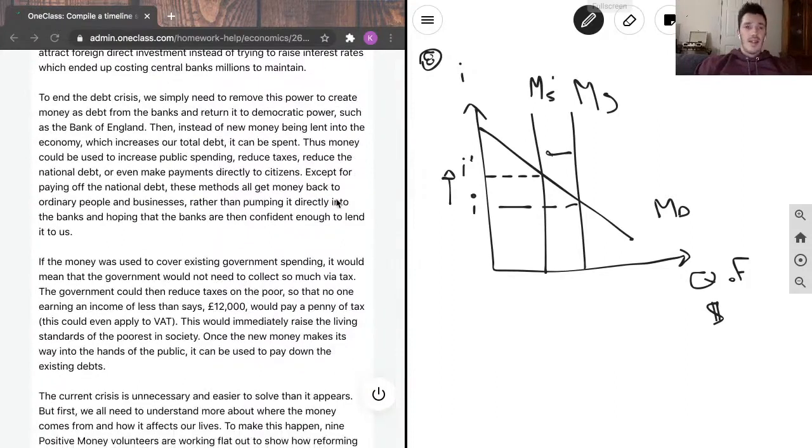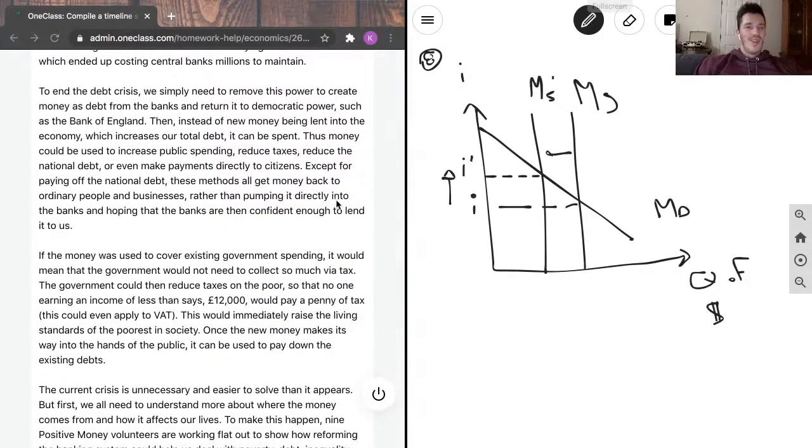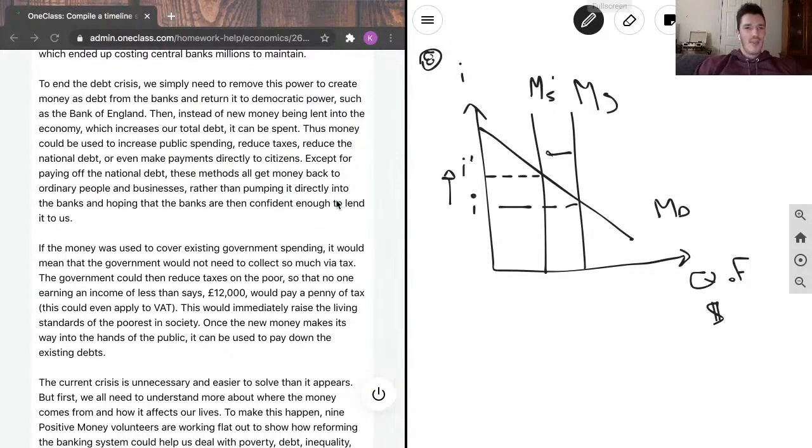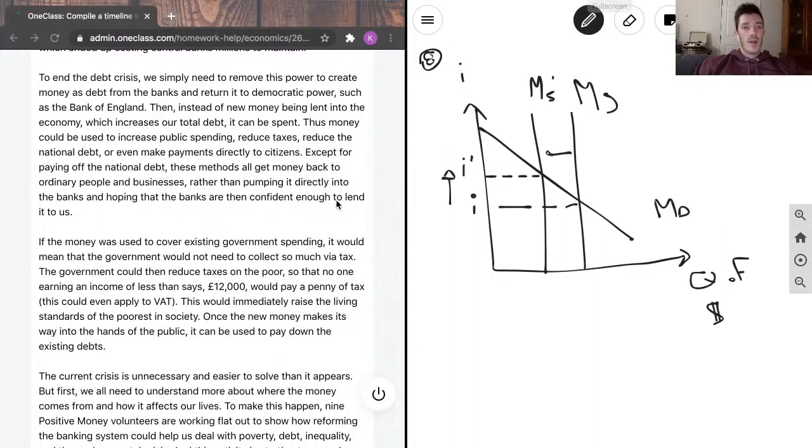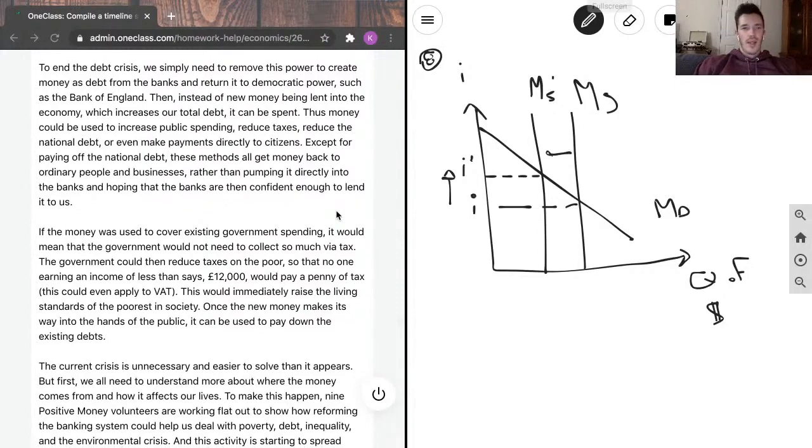To end the debt crisis, we simply need to remove this power to create money as debt from the banks and return it to democratic power, such as the Bank of England. Then, instead of new money being lent into the economy, which increases our total debt, it can be spent. Thus, money could be used to increase public spending, reduce taxes, reduce the national debt, or even make payments directly to citizens. An example of that would be like the stimulus checks we got when COVID started.